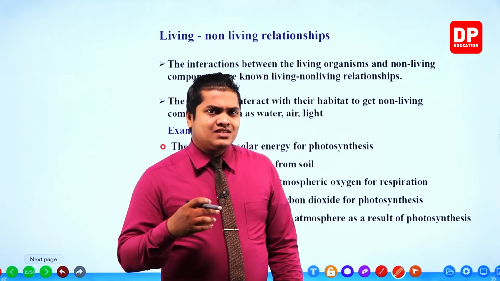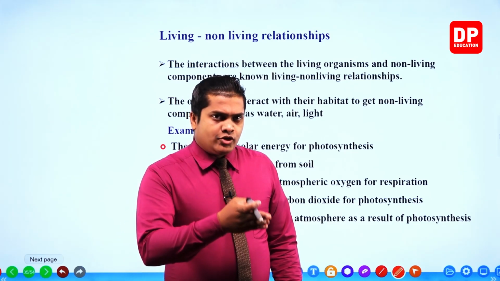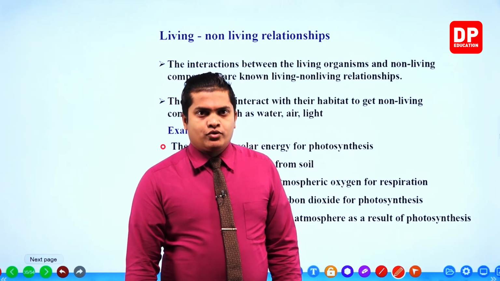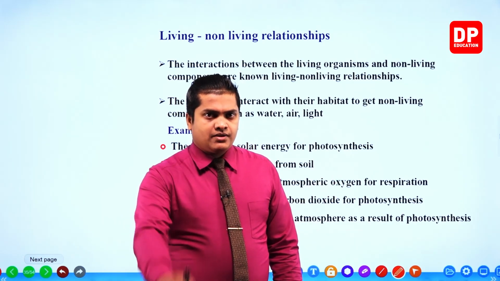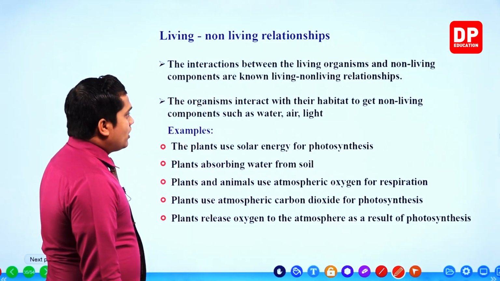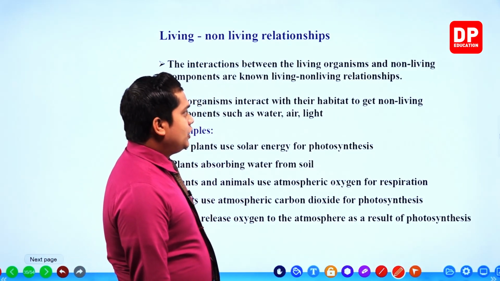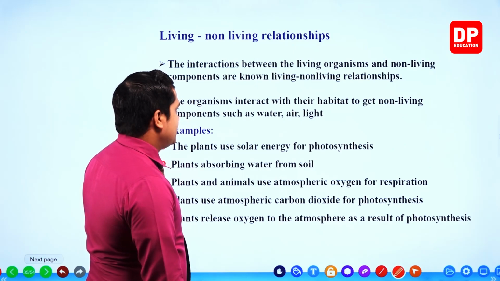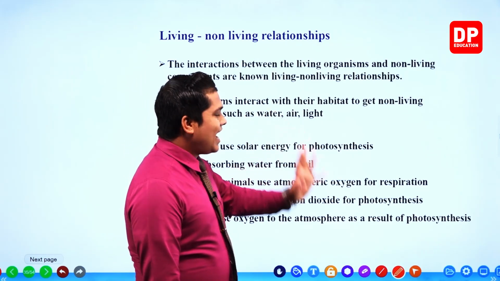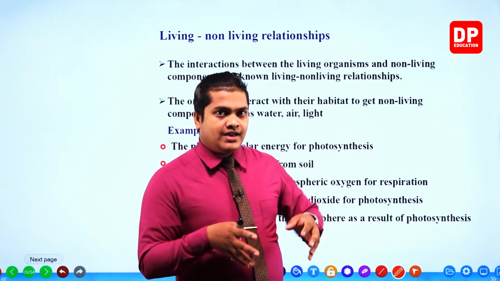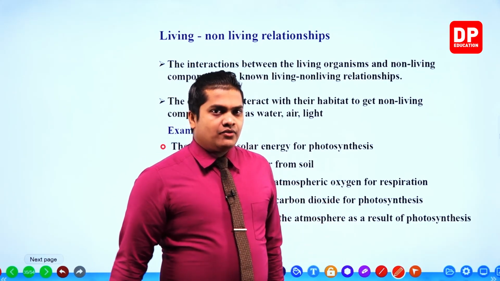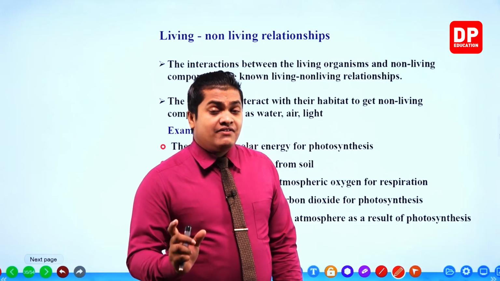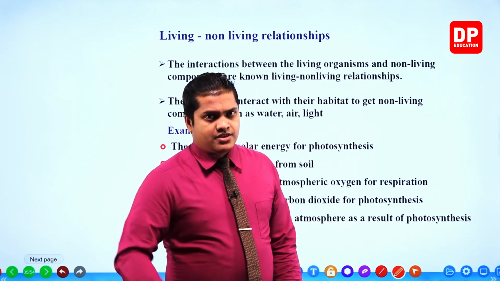Now in this part we'll be mainly focusing on the interactions that occur between living components and non-living components. Now in here, the organisms interact with their habitat to get non-living components such as water, air and light. So organisms interact with their habitat, that means the living place, right? So organisms are going to interact with the habitat or the living environment so that they could get the necessary non-living factors like air, water and light.